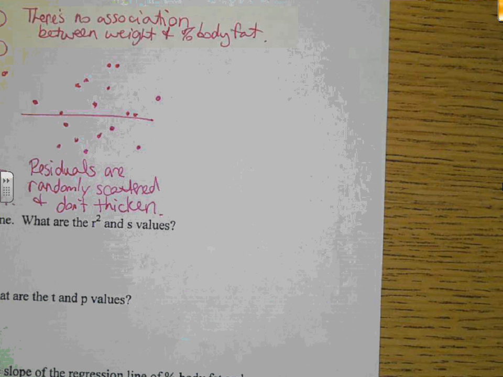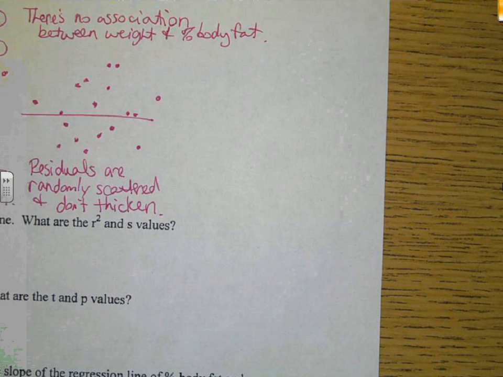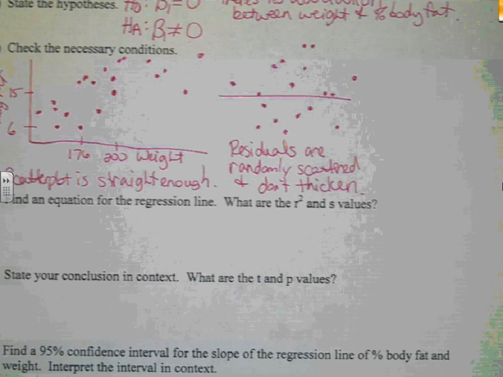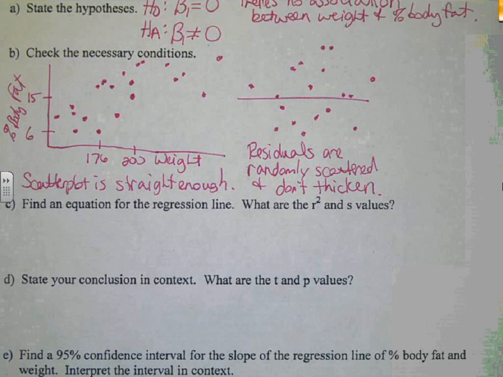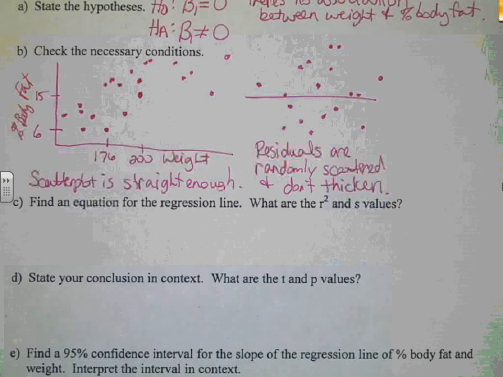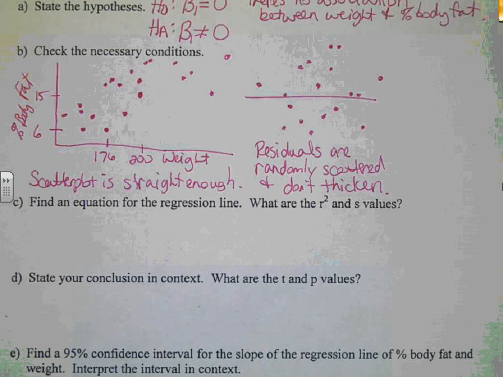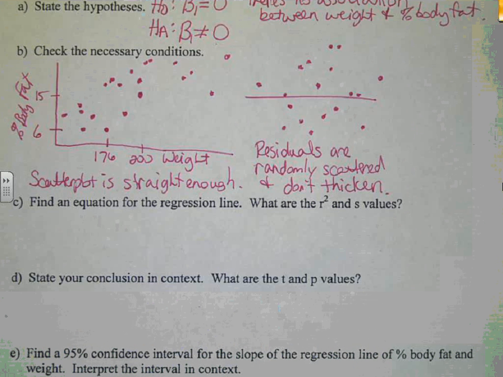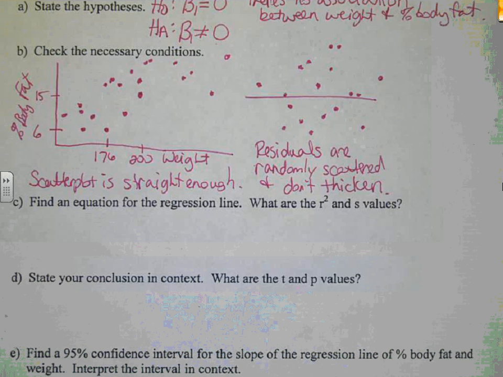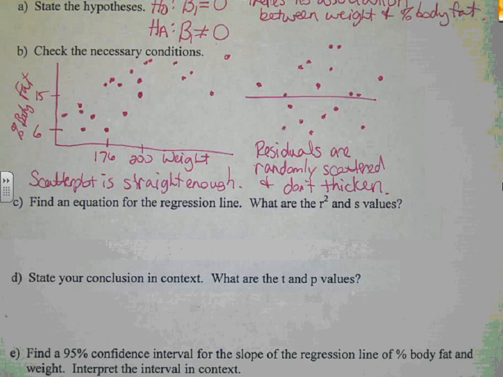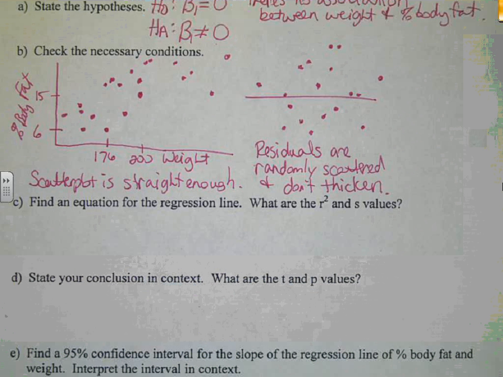Got one more. Do you write anything for the scatter plot? Yes. It's called the straight enough condition. It should be somewhat linear, somewhat straight. So you say it's straight enough, or you say it's linear, somewhat linear. Okay, so what's the last thing you have to check? This one we haven't ever done by hand, I don't think. It's a histogram of the residuals.